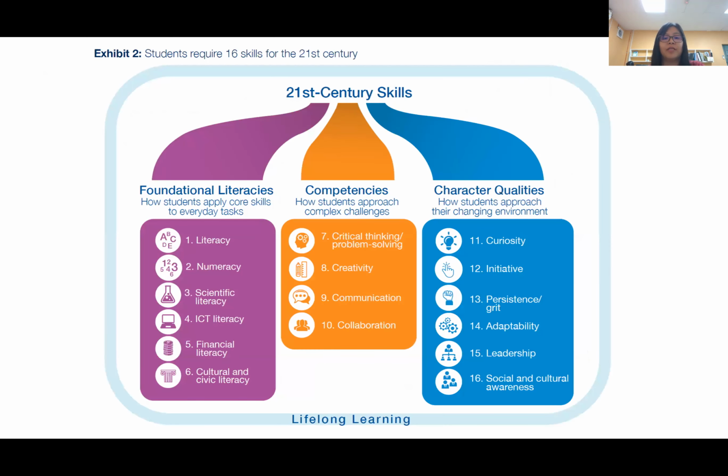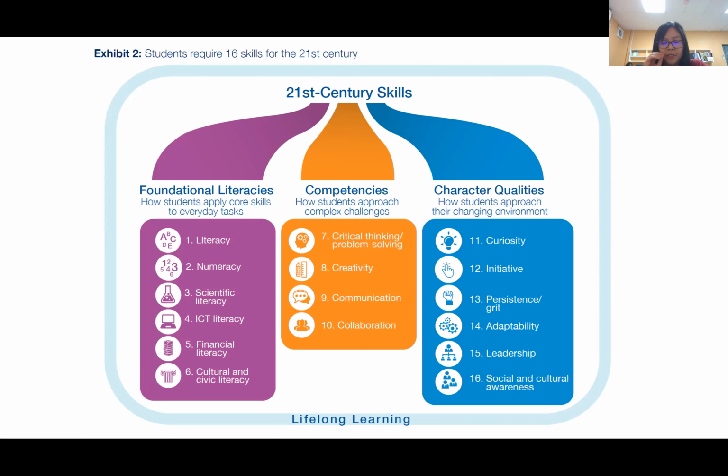So what are those skills that you as a university student should master before you go to work out there? There is something called 21st century skills. You do not only need to know the traditional 3Rs: literacy, numeracy, scientific literacy. You also need to look into critical thinking, creativity, communication, collaboration, and of course the character qualities, which are curiosity, initiative, persistence or grit, adaptability, leadership, and social and cultural awareness.